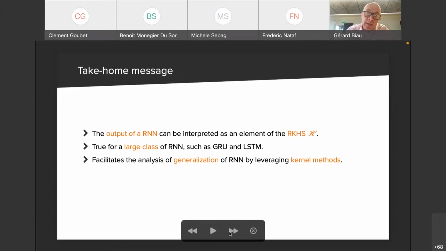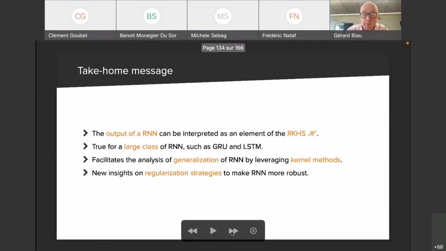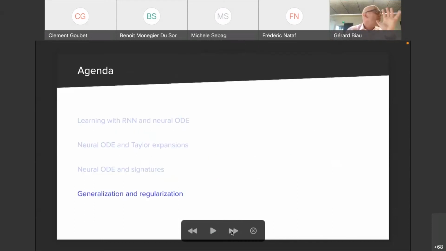So it facilitates the analysis of generalization by leveraging kernel methods. And this can also provide new insight on regularization strategies to make the RNN more robust using the norm in the RKHS. Right? Fine?